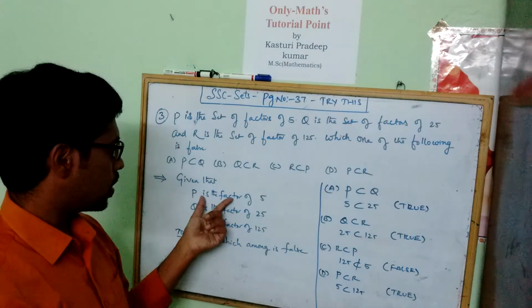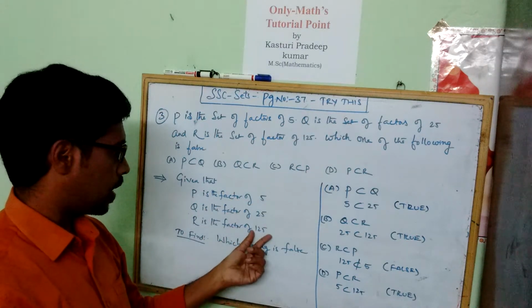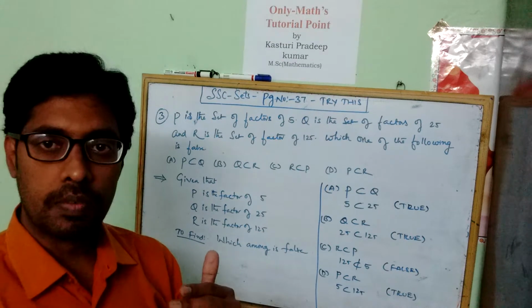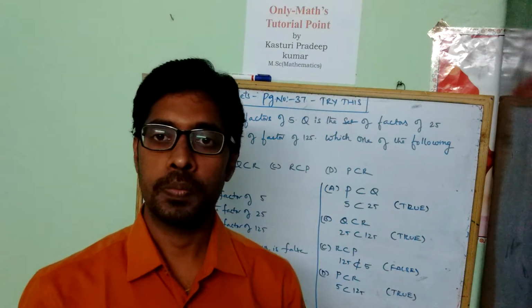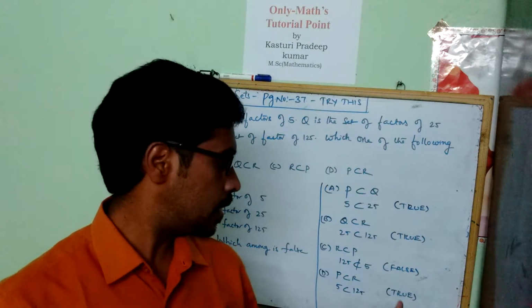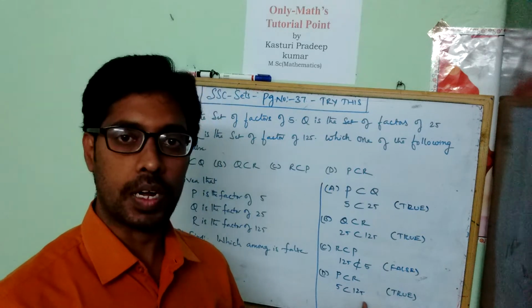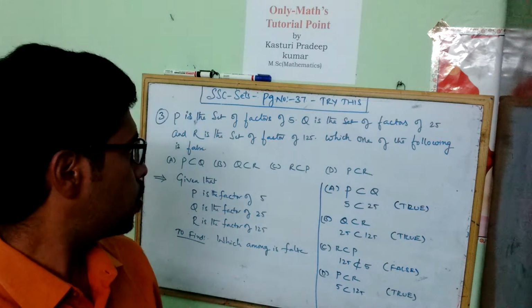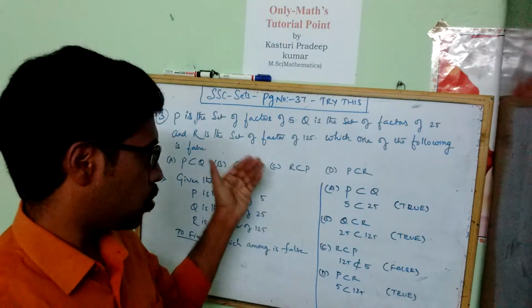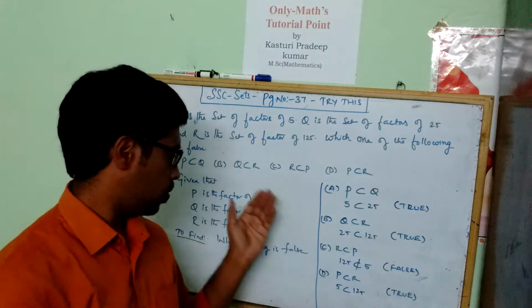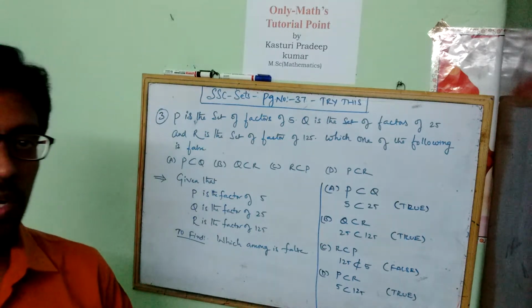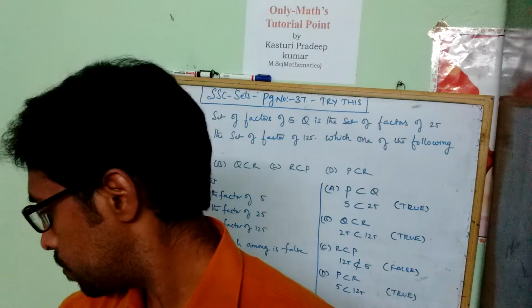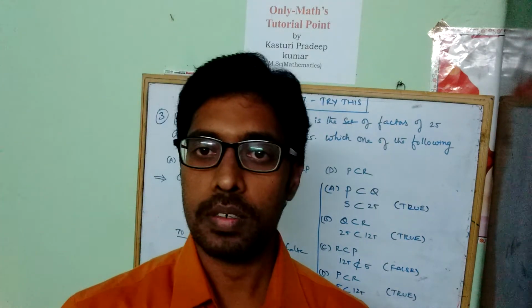P is a part of R, the fourth one. So what is P here? P is 5 and R is 125. In 5 table 125 will go. Yes, therefore P is a part of R. P is a subset of R. Okay, so understood. Please go through this sum once again. I have clearly mentioned all the points. In the next we'll discuss the fourth sum.